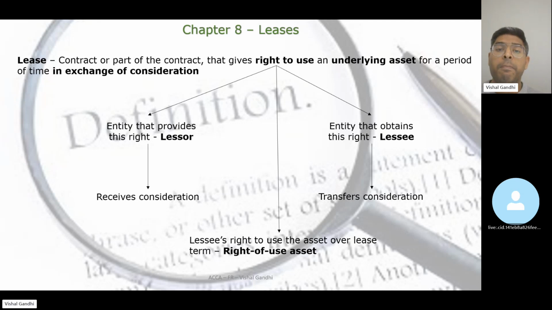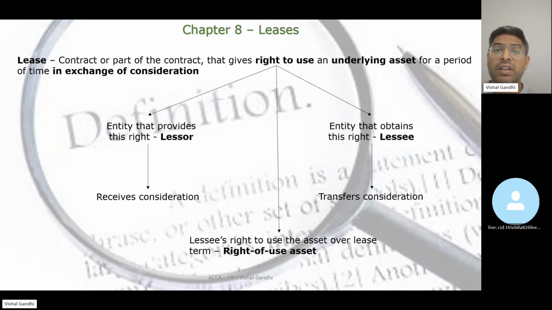Now, who are the two parties? Entity that provides this right is a lessor, and entity that obtains this right is a lessee. So person who provides the asset is a lessor, and person who gets the asset to use that asset is a lessee. And lessee pays the consideration to the lessor, basically. So lease payments.